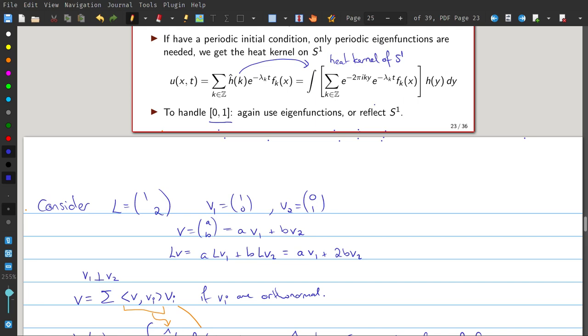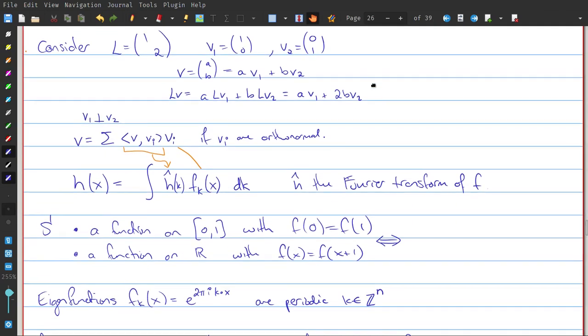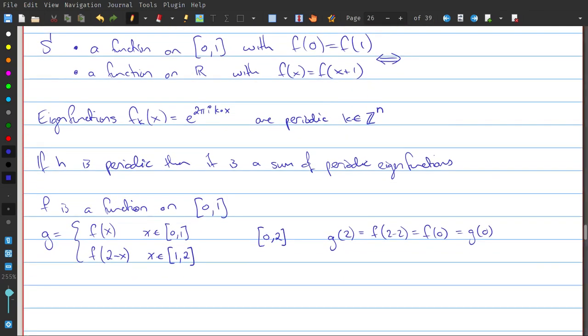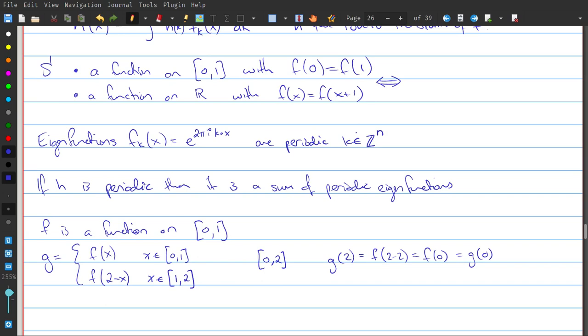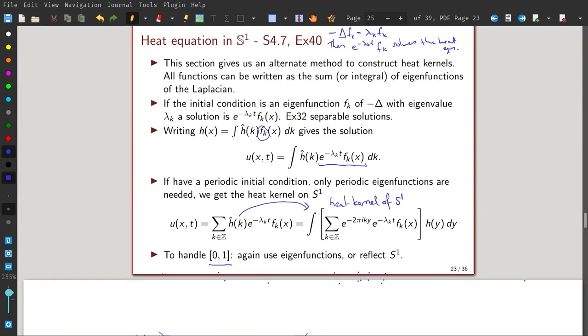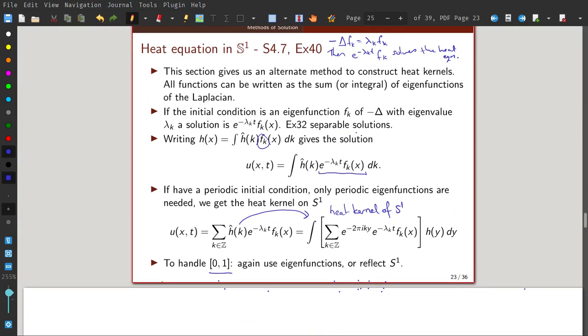Right? There's an exercise in the sheets that takes this approach, I believe. Okay. Yeah, so that is why we discussed Fourier analysis and the heat equation on S1 to get the heat kernel on 0, 1.